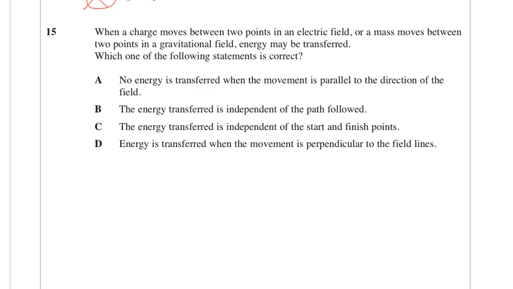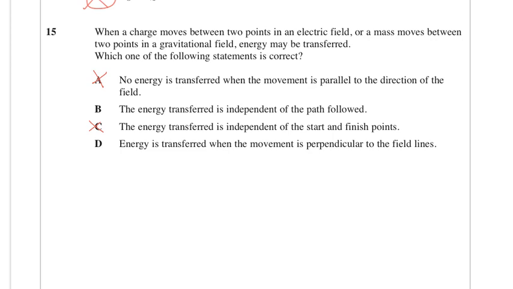When a charge moves between 2 points in an electric field, or a mass is moved between 2 points in a gravitational field, energy may be transferred. Which one of the following statements is correct? No energy is transferred when the movement is parallel to the direction of the field. No. Energy transferred is independent of the path followed. Possibly there, yeah. The energy transferred is independent of the start and finish points. No, rubbish. If you change the start and end, you'll change the potential energy change.